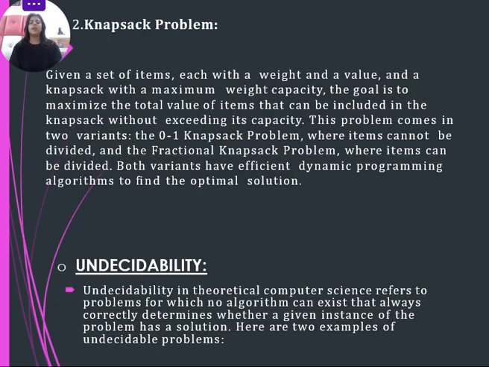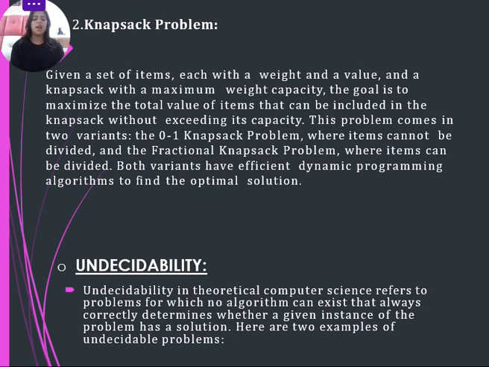The other problem is the knapsack problem. Given a set of items, each with a weight and a value, and a knapsack with a maximum weight capacity, the goal is to maximize the total value of items that can be included in the knapsack without exceeding its capacity. This problem comes in two variants: the 0-1 knapsack problem, where items cannot be divided, and the fractional knapsack problem, where items can be divided. Both variants have efficient algorithms to find the optimal solution.